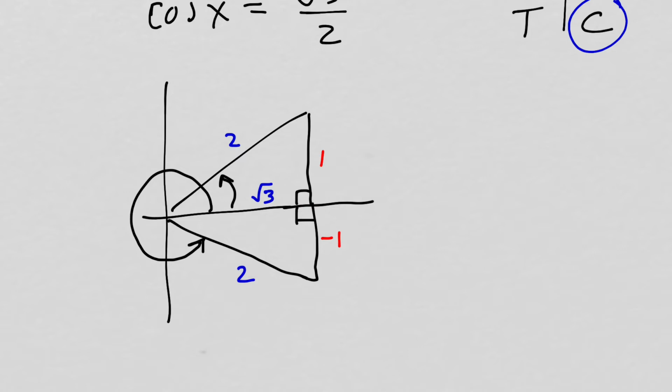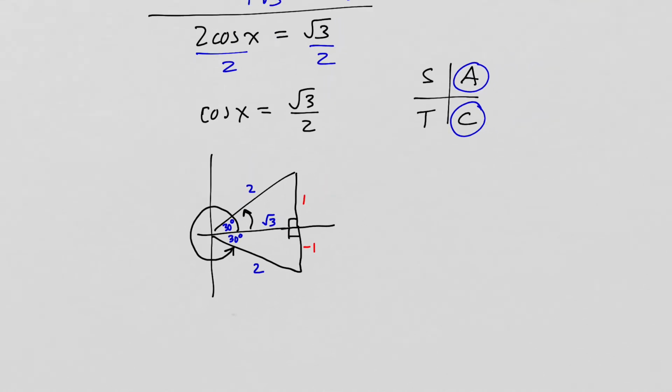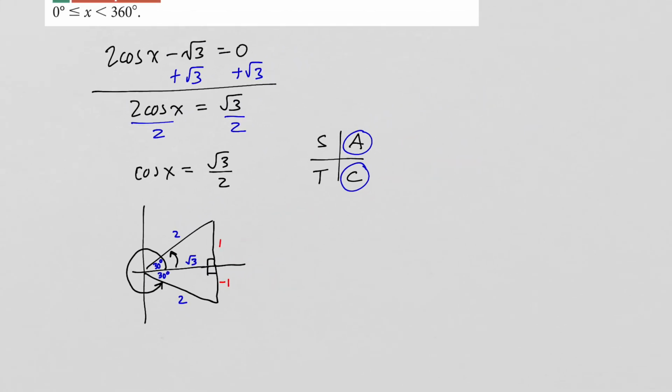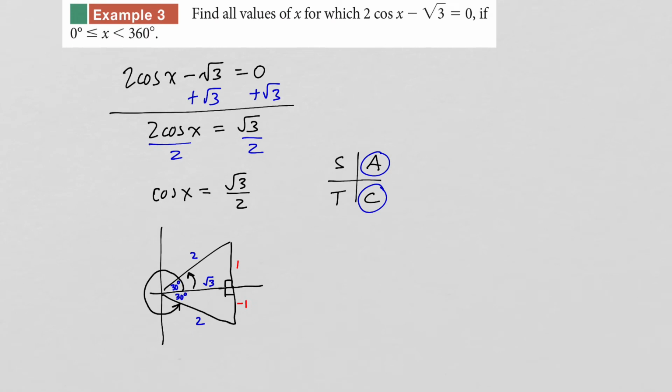And so now we know that this angle in here must be 30 degrees, and this angle in here must also be 30 degrees. So what are the angles for which this is true? Well, one angle is 30 degrees, right? Because in standard position from here to here is 30 degrees. So that's one possible solution.